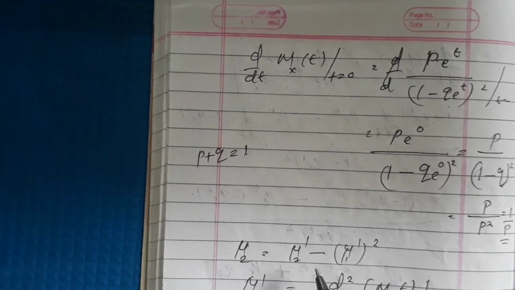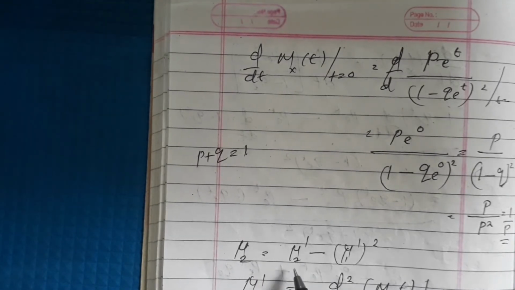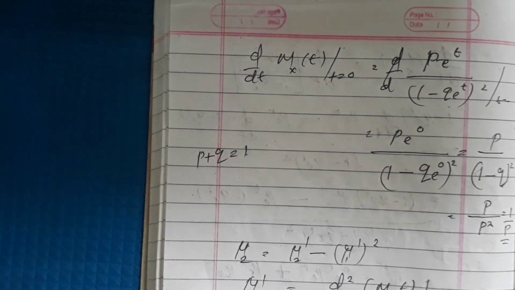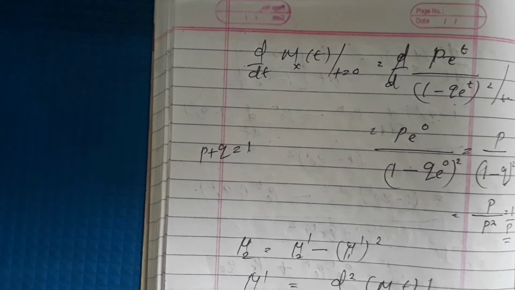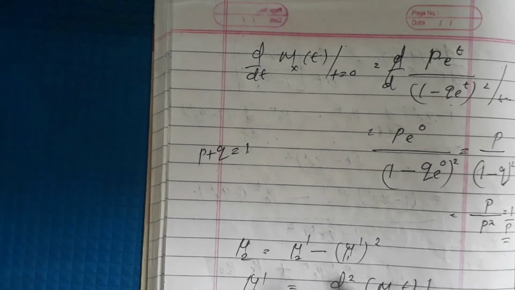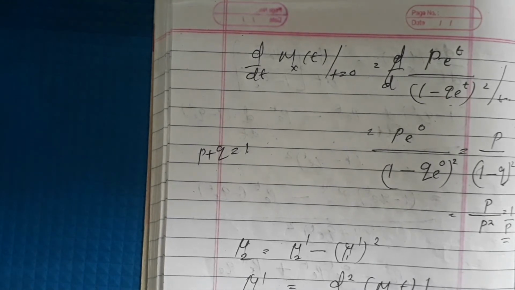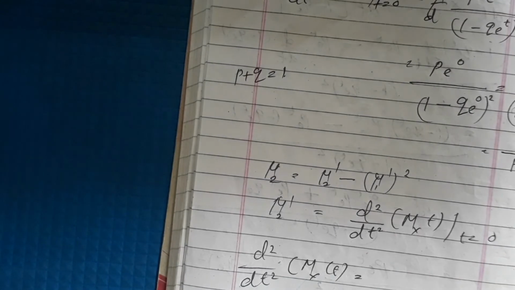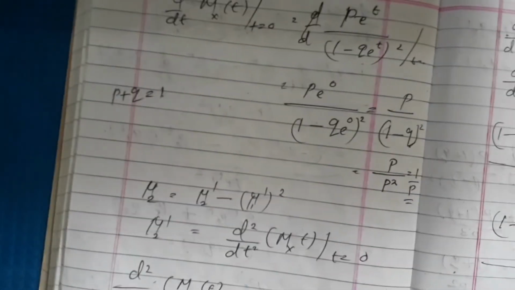Then we have to find the variance. Mu2 is equal to mu2 dash minus mu1 dash whole square. So we have to find mu2 dash, which is d square by dt square of M_X(t) at t equal to 0.